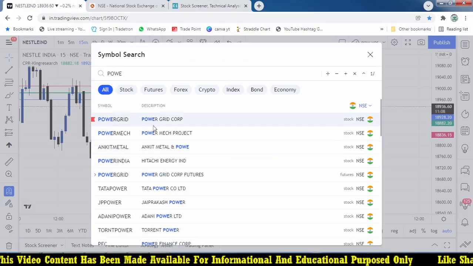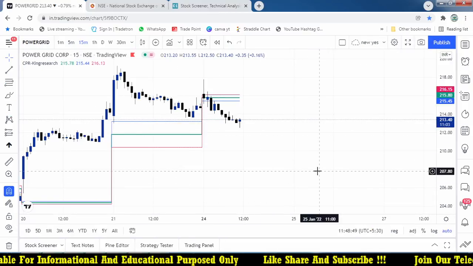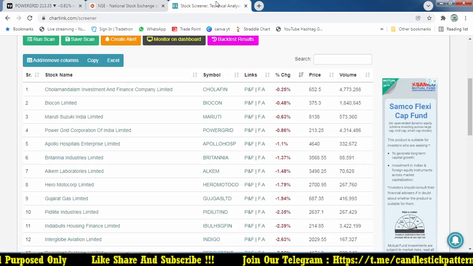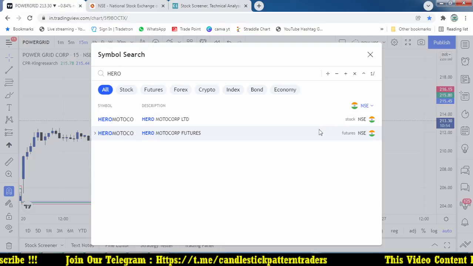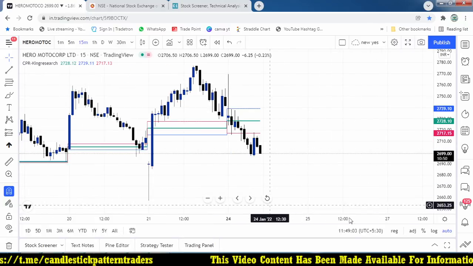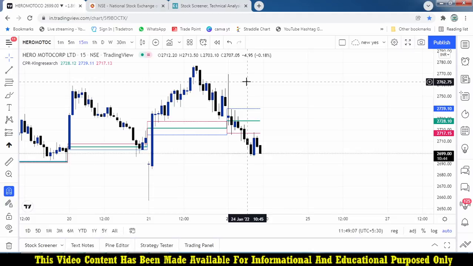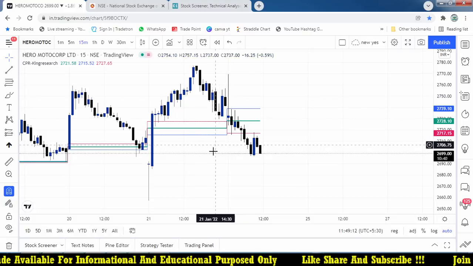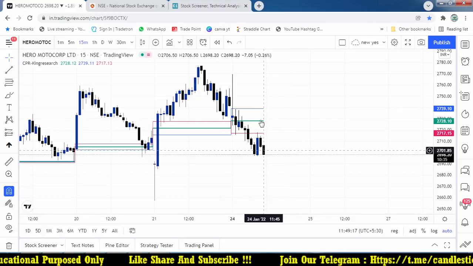So Power Grid, completely higher than the previous day. Apollo Hospital, Britannia, Alchem, Eicher Motors, a lot of stocks. Eicher Motors, why is it coming? This BC is going up, na? Okay. This may be going down.